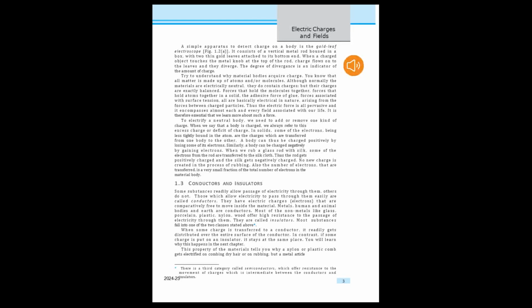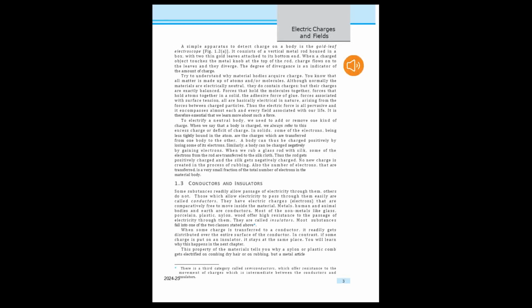They are called insulators. Most substances fall into one of the two classes stated above. When some charge is transferred to a conductor, it readily gets distributed over the entire surface of the conductor. In contrast, if some charge is put on an insulator, it stays at the same place. You will learn why this happens in the next chapter.